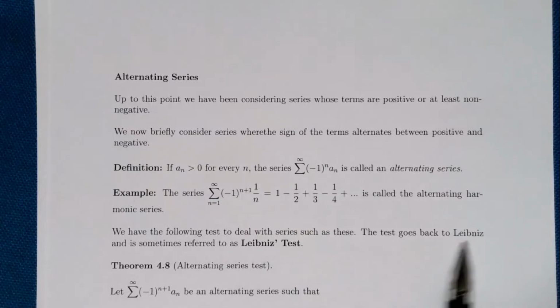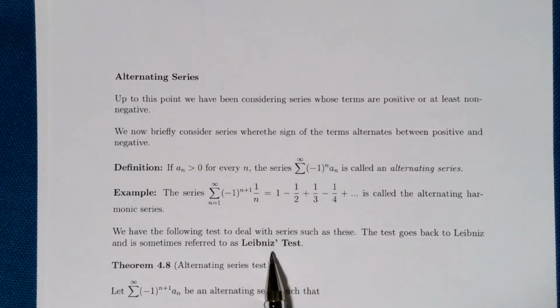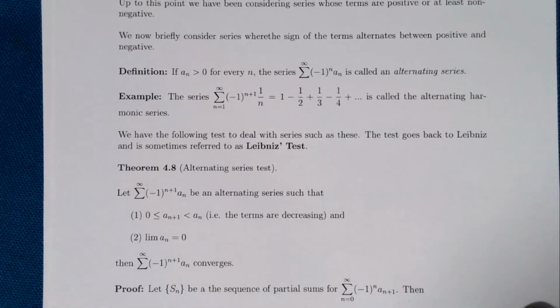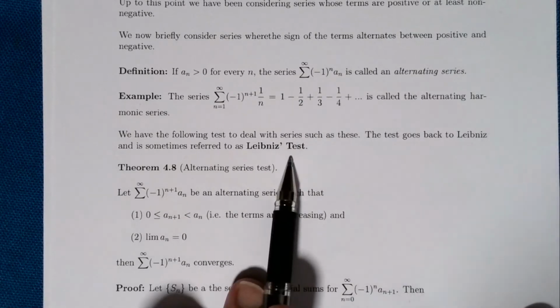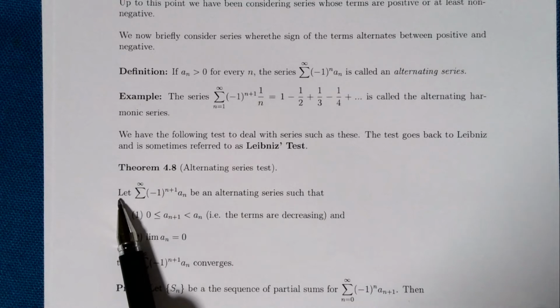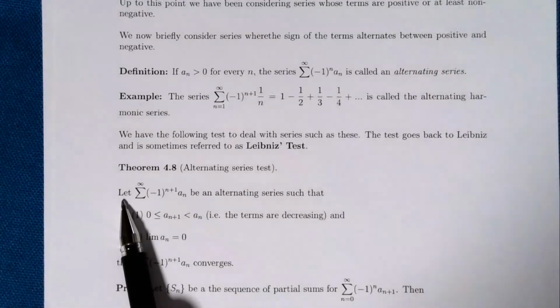Anyway, this test goes back to Leibniz and is sometimes referred to as Leibniz's test, which is what I'm going to call it. Other people call it just the alternating series test or Leibniz's test. It's easier to write Leibniz, I think. So here are the ingredients. As with most theorems, conditions apply. So what are the conditions here?